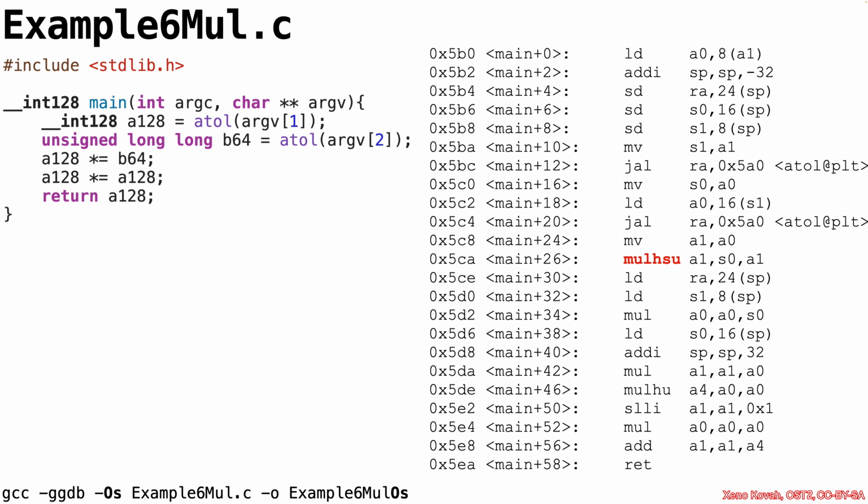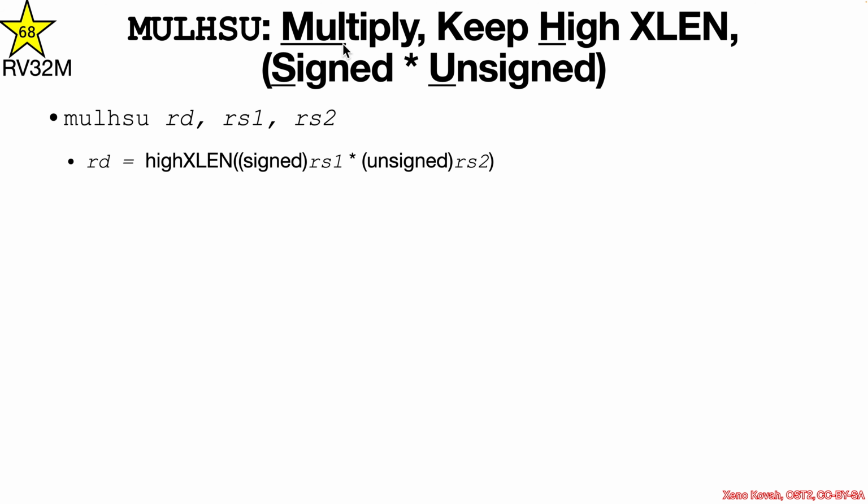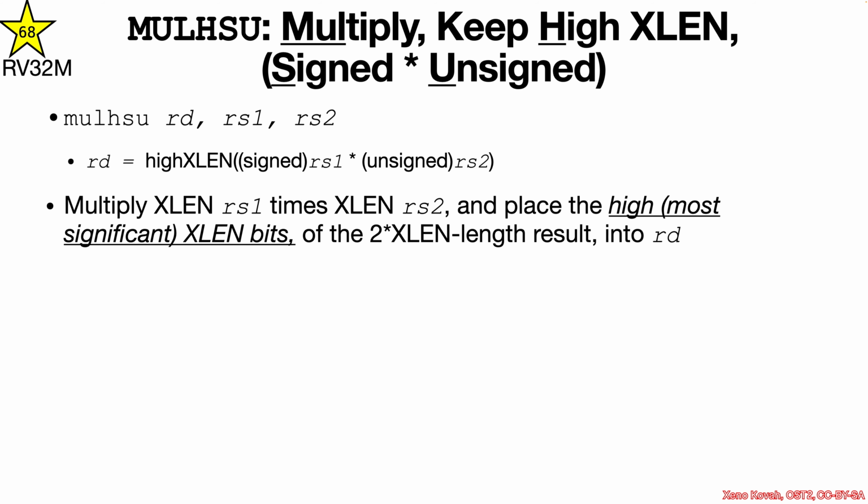So here's our assembly. New assembly instruction, MulHSU. So MulHSU is the multiply, keep the high XLEN, and it is signed times unsigned for those upper bits. So treat the RS1 like it is signed, treat the RS2 like it is unsigned, multiply them together, and keep only the high XLEN bits. So that's again what that says.